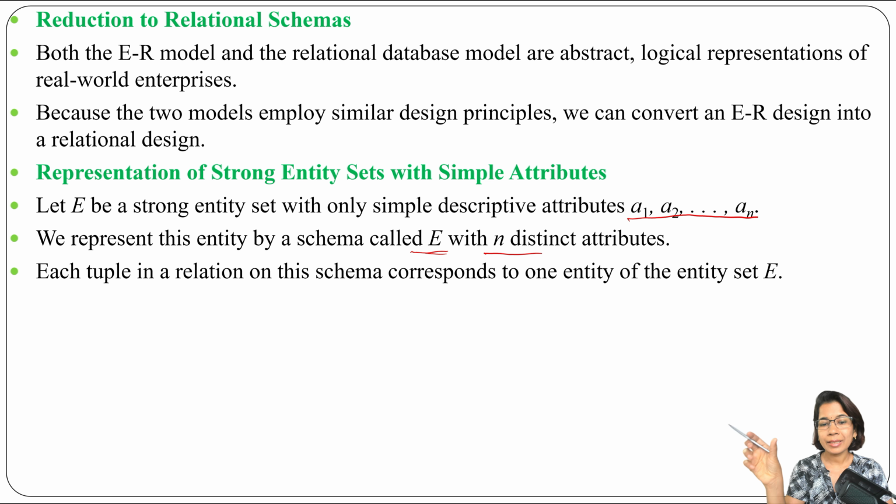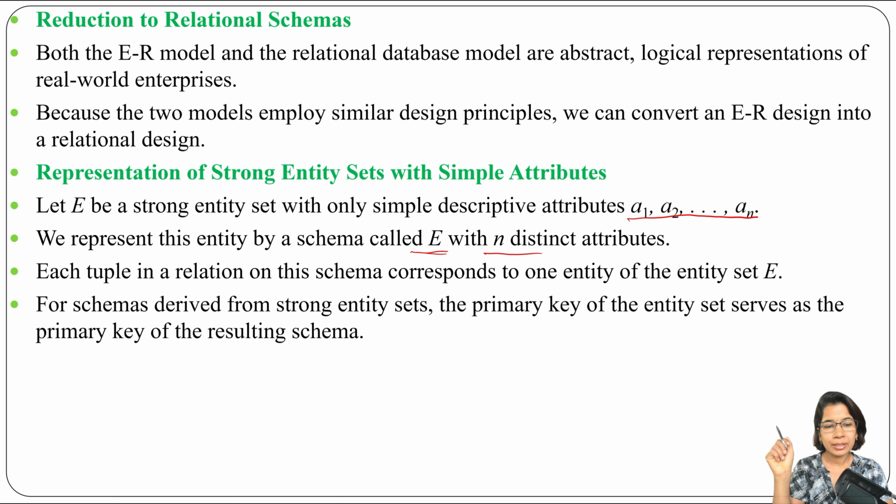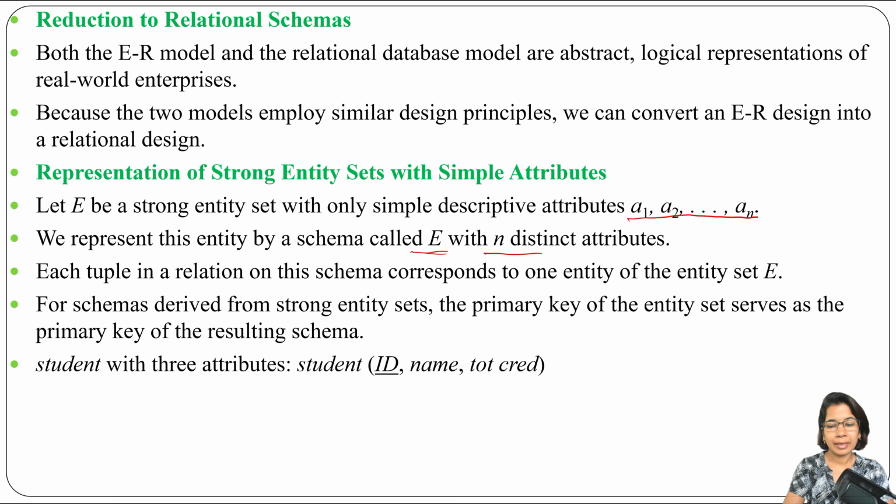So for each strong entity set, we will create a separate table, and the list of attributes will be the same, the primary key will be the same. The primary key of the entity set serves as the primary key of the resulting schema. For the student entity set, attributes are ID, name and total credit. That same we can create in the relational schema.